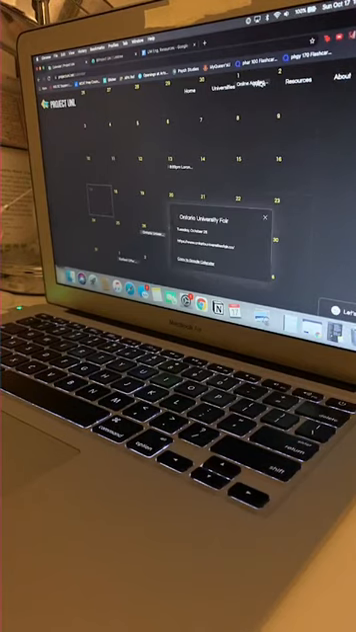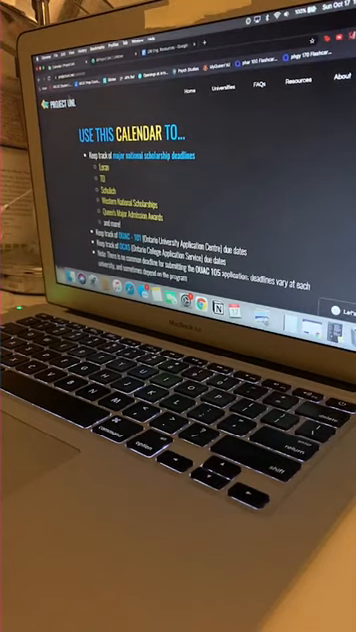For example, this is the Ontario University Fair. But anyways, we have all the dates on there. So if you want the specific dates, I would recommend going on there.